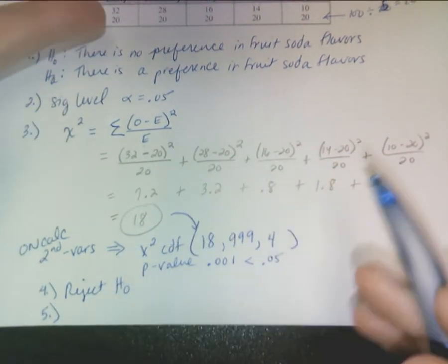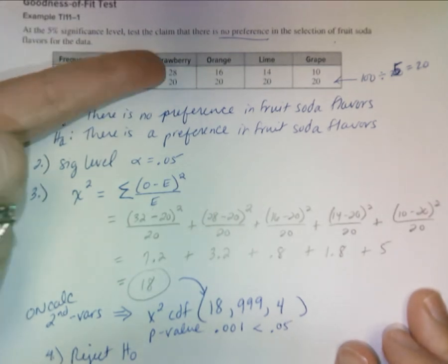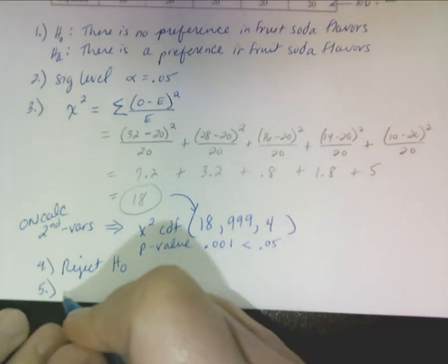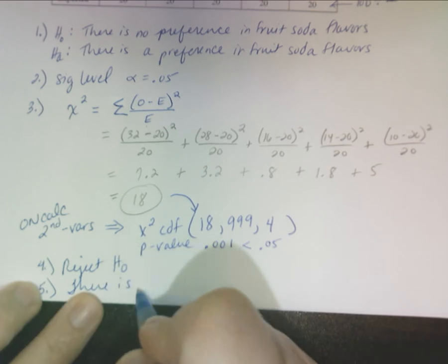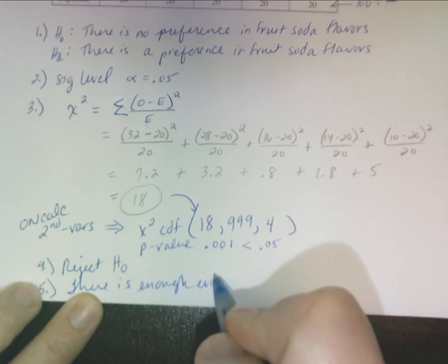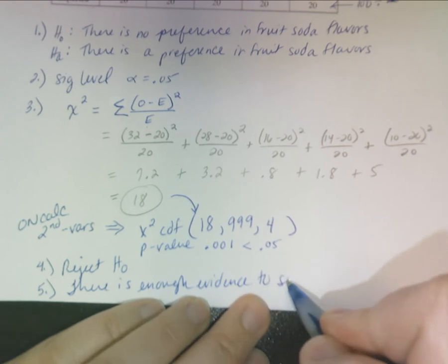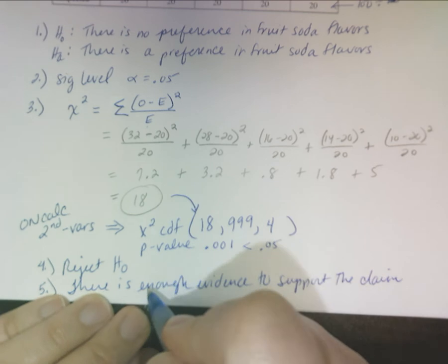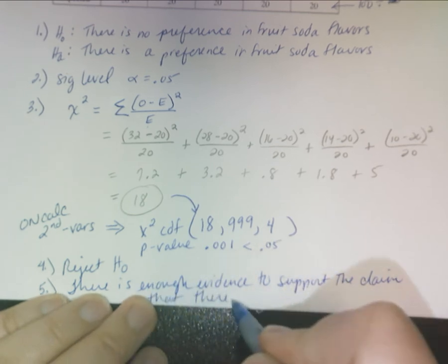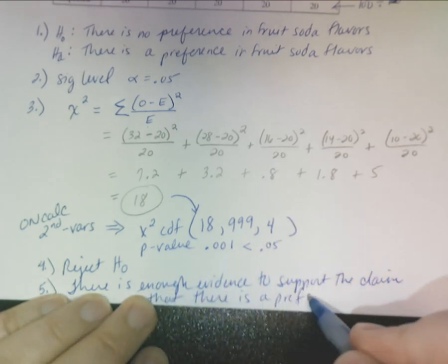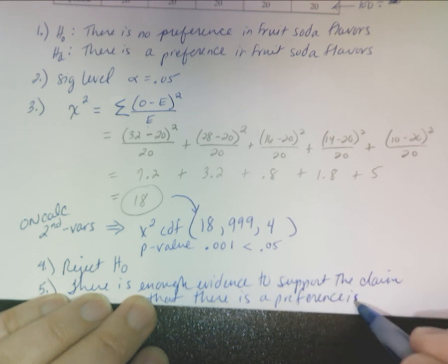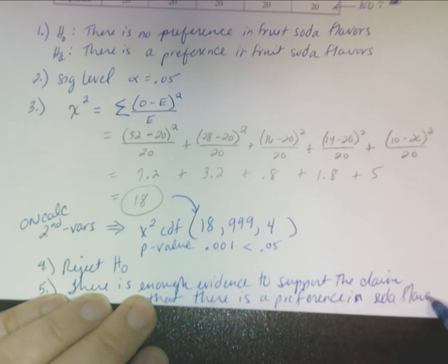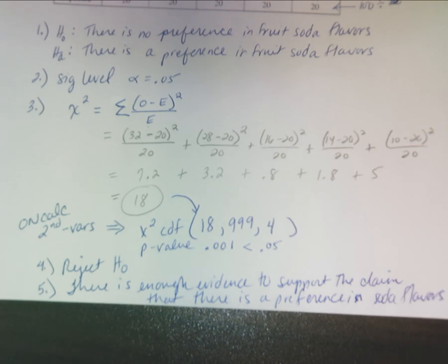And that makes sense. Look at those numbers, 32 out of 20, 20. Yeah, they prefer something. Those are crazy high. There is enough evidence to support the claim that there is a preference in soda flavors. Okay, and again, you can't say which one they prefer. You can just say there's enough evidence to say, yeah, people definitely have a preference in soda flavors.